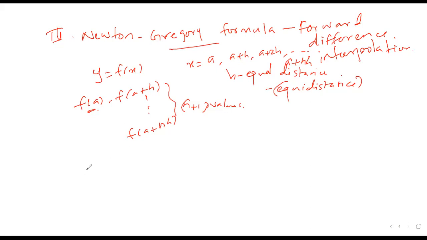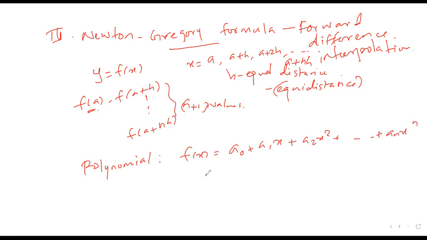Then they ask you to assume one polynomial. We have studied fully what a polynomial looks like. For example, y = P(x), which is equal to a naught plus a1 x plus a2 x squared. This is how it will be, but they have written it in a different form, which I'll write in the next window.